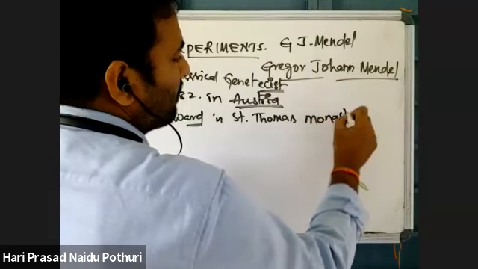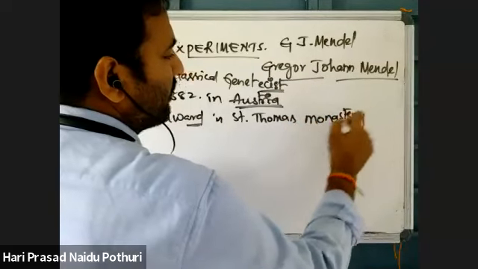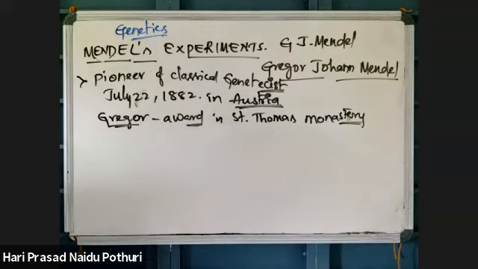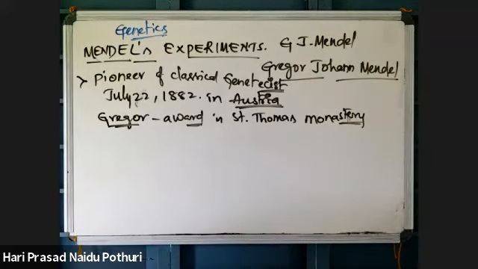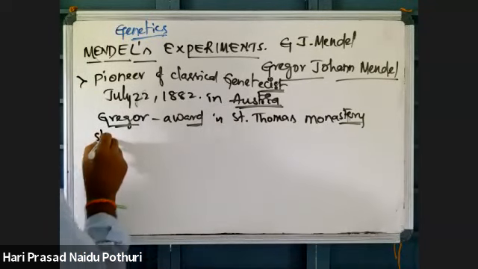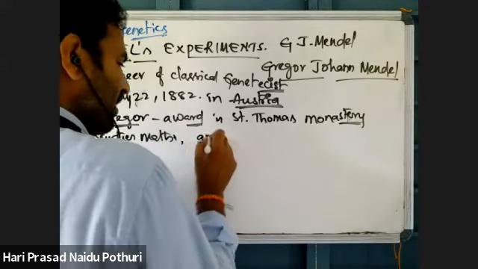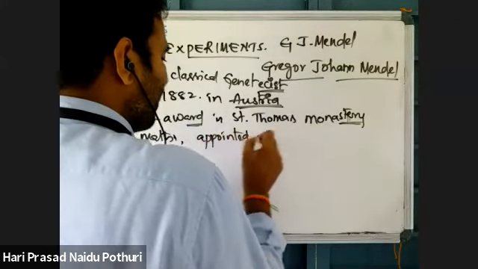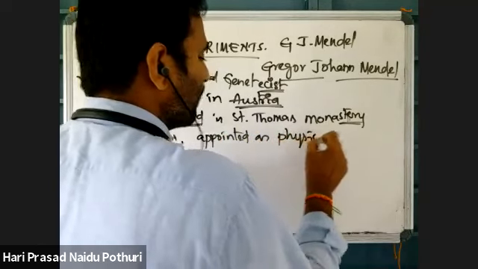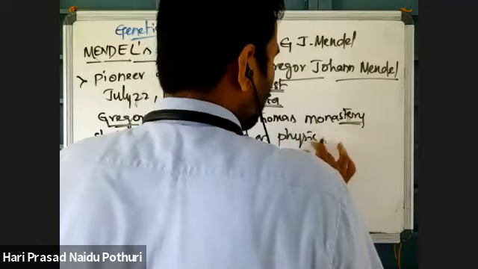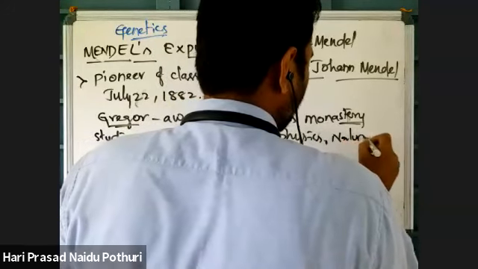At St. Thomas Monastery, he was given a name like award called Gregor. He studied mathematics, and he was appointed as a physics and natural science teacher. Natural science means biology.